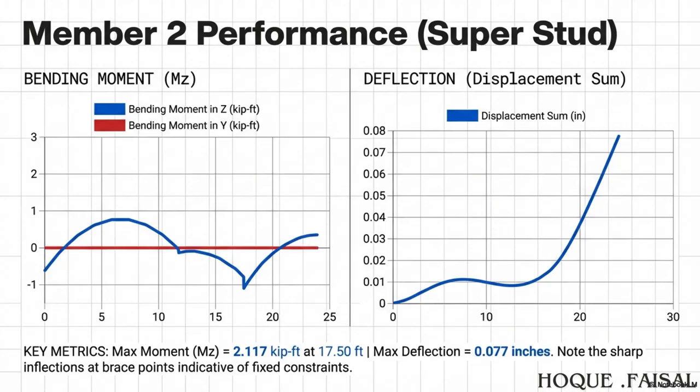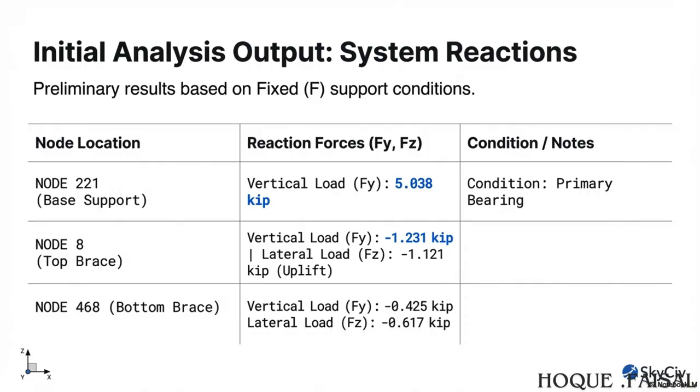Precisely. Now let's go back to that glossy SkyCiv report. Look at the members table. You'll see 2 columns called Fixity A and Fixity B. I see them. These are the codes that tell the computer how each end of the beam connects to its node. Is it buried in concrete, or is it held by fingertips? And for member 1, that's the upper brace, it lists the code FFFFFF. 6 Fs. And for member 2, the main stud.